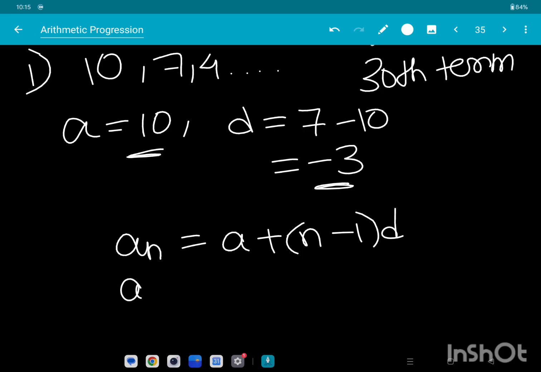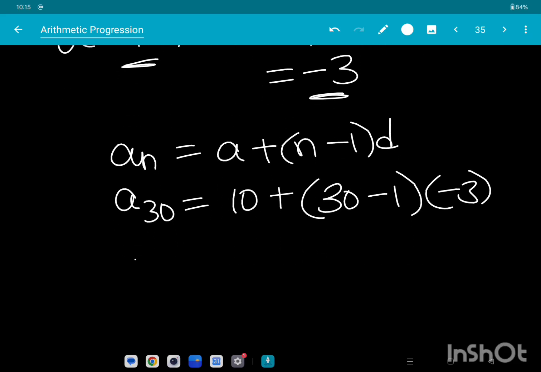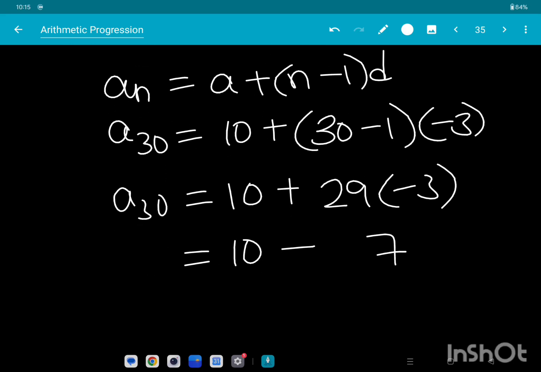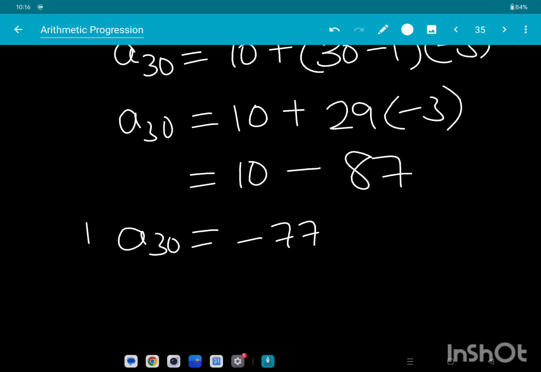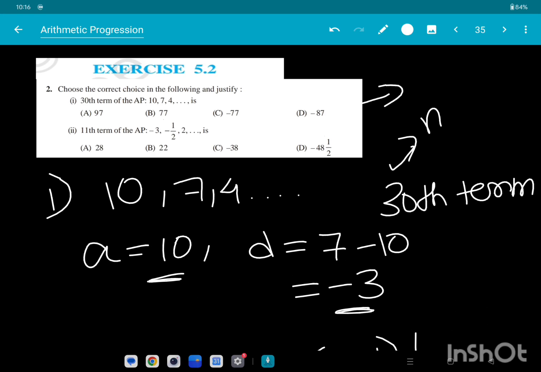What is the n value? It is 30. We need to find the 30th term only, right? So a value is 10 plus, what is the n value here? 30 minus 1 into d, which is minus 3. Here the a30 value is 10 plus 29 into minus 3. If I calculate, 3 9s are 27, 3 2s are 6, 87. So the a30 value is minus 77. So this is the way we will find out. So what is the option here? Minus 77 means C is the option.